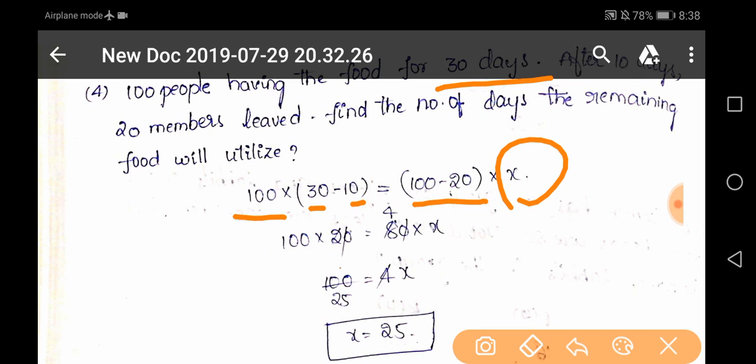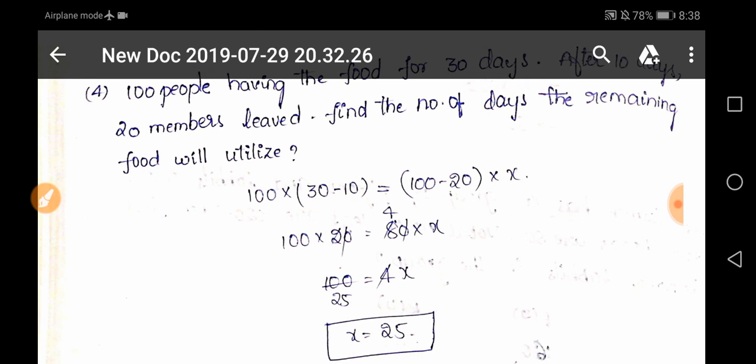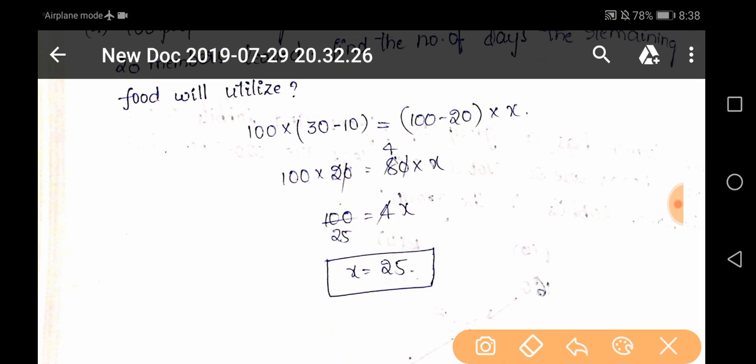We don't know the days, so it is x. So after 10 days they left. How many members left? 20 members have left. So 100 minus 20. So 30 minus 10 is 20; 100 into 20, and 100 minus 20 equals 80 into x.